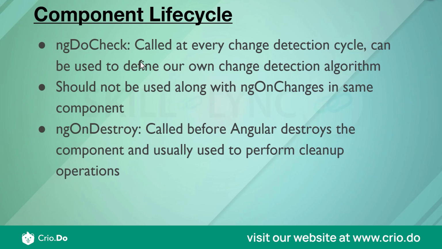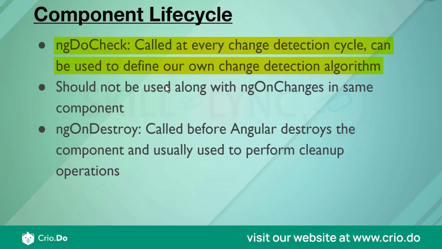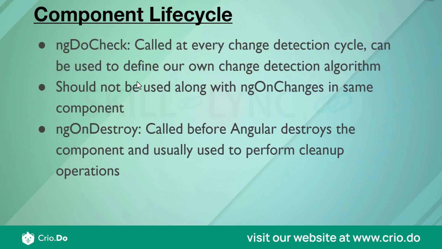Next is ngDoCheck. ngDoCheck is called whenever there's any change detection cycle, so if you want to define some custom change detection algorithm, you should be using this. But usually, if you are defining ngOnChanges in your component, you cannot also define ngDoCheck with it. So you have to define only one of them. By default, we normally use ngOnChanges because we don't want to define our own change detection cycle. But if you have some complex application and you want to fine tune or handle that mechanism yourself, you can also do it using ngDoCheck.